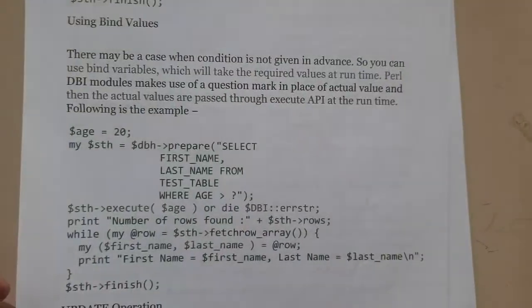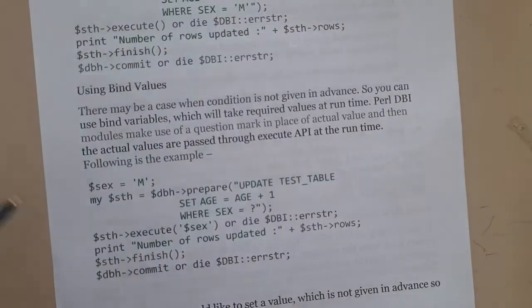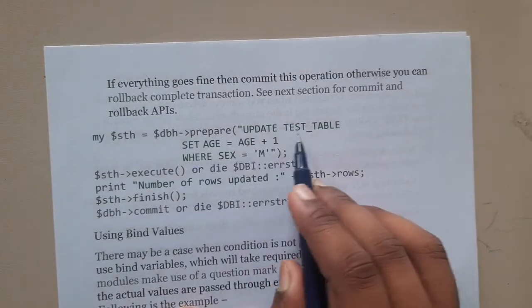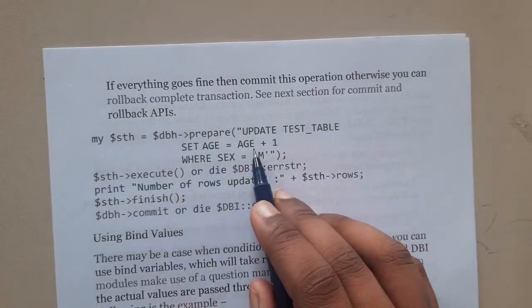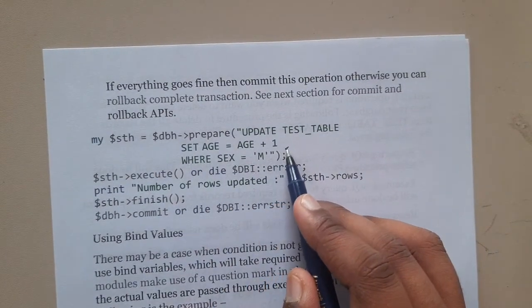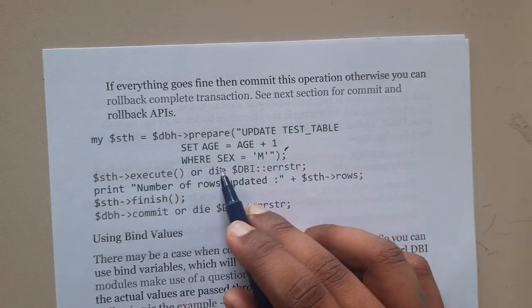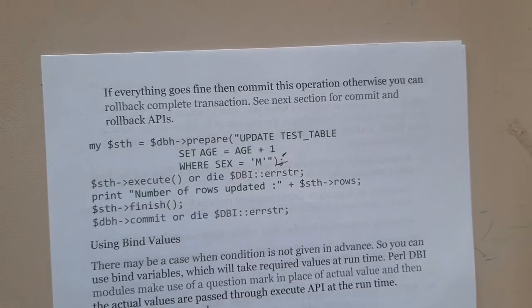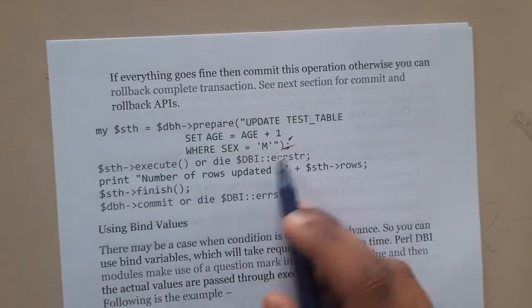That's the simple logic. Now let us go through some basics of update. Here you are trying to update the test table, set age equal to age plus 1. So you are directly incrementing the age by 1, where he is a boy, where sex is equal to male. Then you will be checking that.